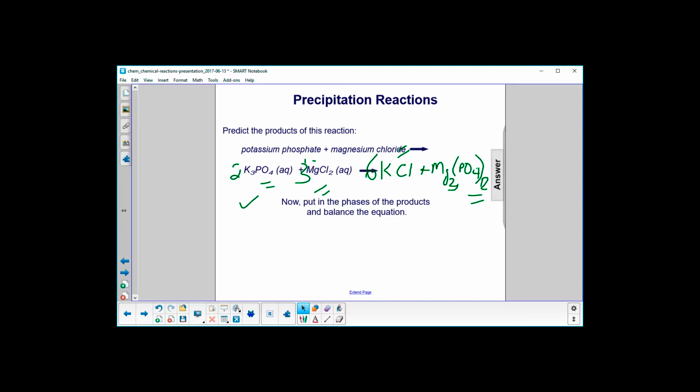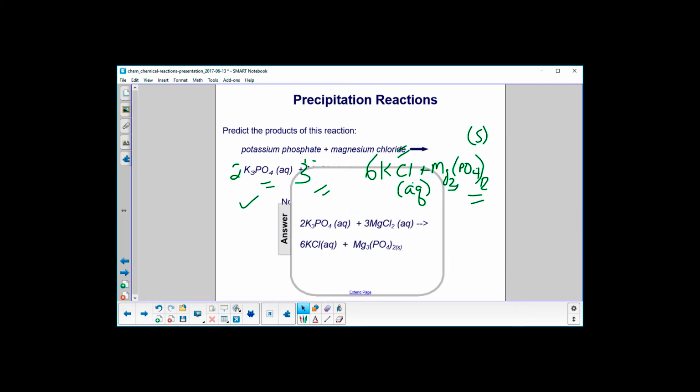But what did we forget to do on the right side? You have to know that this magnesium phosphate, we're going to put a little S there, that's our precipitate, and potassium chloride here is aqueous. Okay, so that would go. Now let's pull this guy out. It probably shows it a little bit neater. And is that what we have? Yep. So please check that answer with your work.